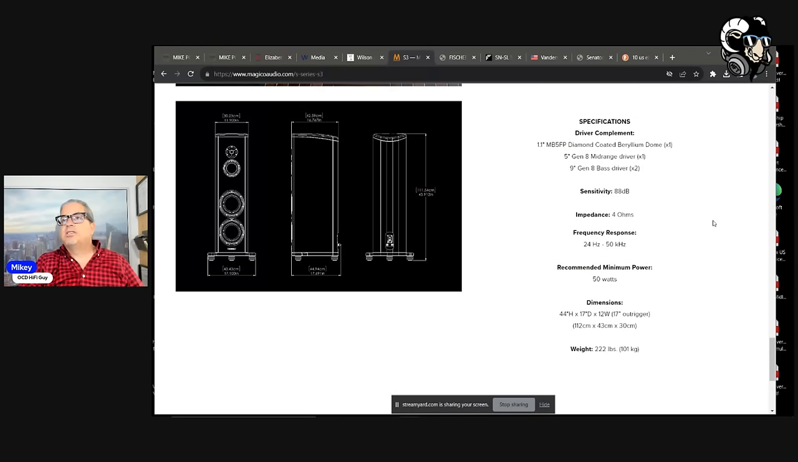So I just wanted to take that time to tell you guys a little bit more about speakers and measurements and all that kind of crap. It is very gray area.